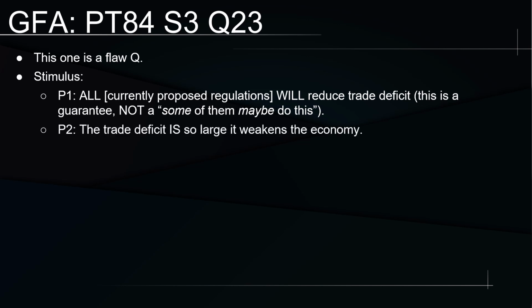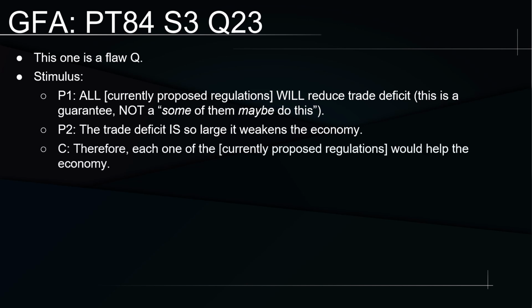Premise two, we get a similarly fairly clear premise about the trade deficit and the economy. The country's trade deficit is so large that it weakens the economy. No ifs, ands, or buts. It just does it. The trade deficit is so large that it just straight up weakens the economy. There's no qualification for it. This is just reality as it is. Okay, so this is already a sign that things might be kind of hard unless they throw us a bone in the conclusion. So let's see what they do there.